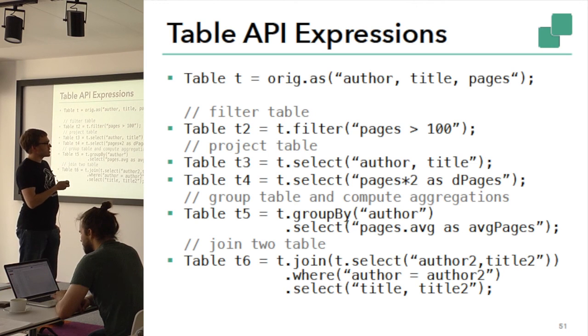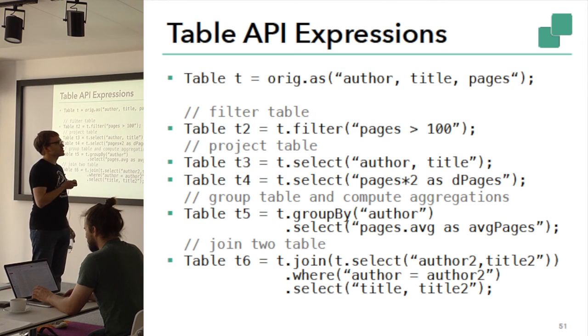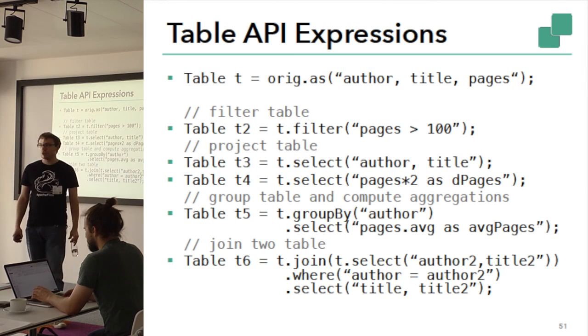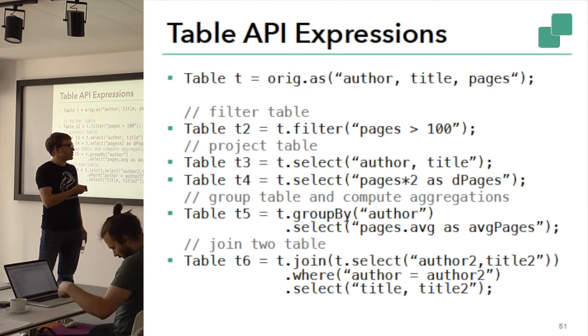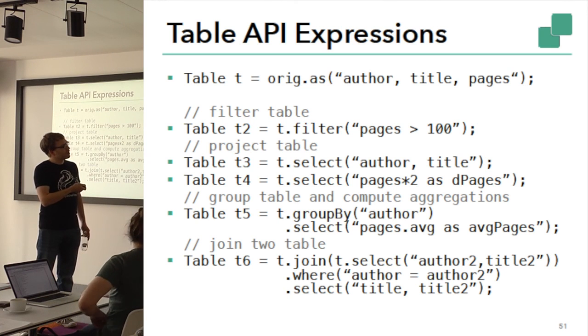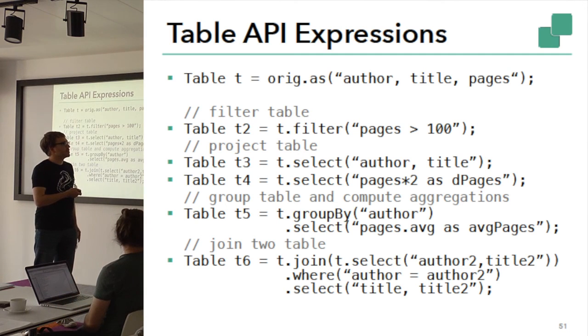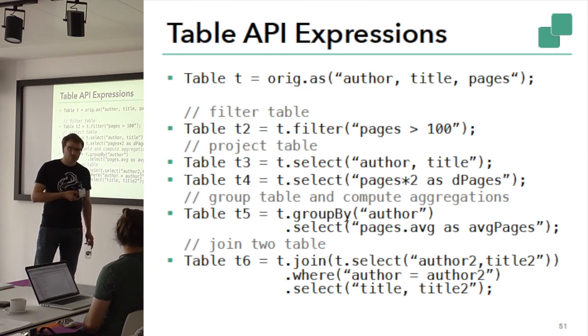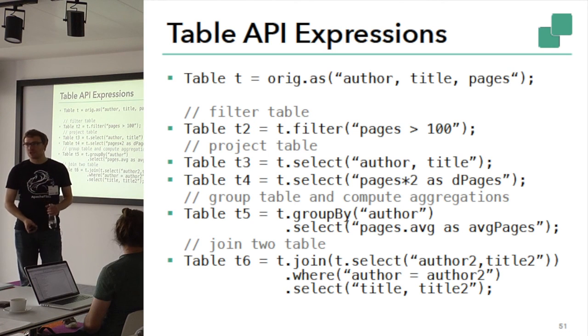You can project on the table, say basically, okay, I'm not interested in the pages, I just want to have the author and the title, say select author, title, or also evaluate some expressions on there, say for some reason I want to multiply all pages by 2. You can group the table by saying table group by, then give the name of the column that you want to group on, and then say select pages dot average as average pages to basically give you the average number of pages of certain authors.